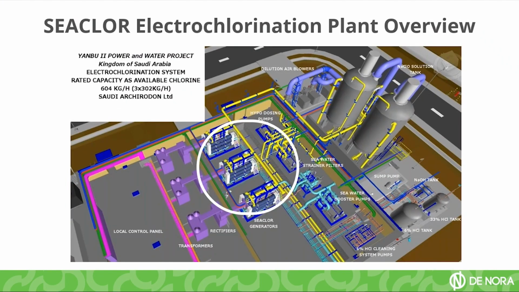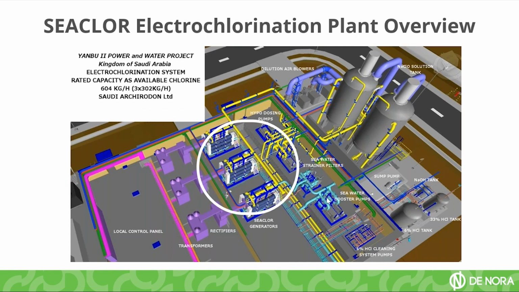A 3D representation of a complete install system which we have in Saudi Arabia. This is a very big system, 604 kilos of free available chlorine an hour being produced here. Just to guide you through, the seawater is arriving here by these seawater pumps.